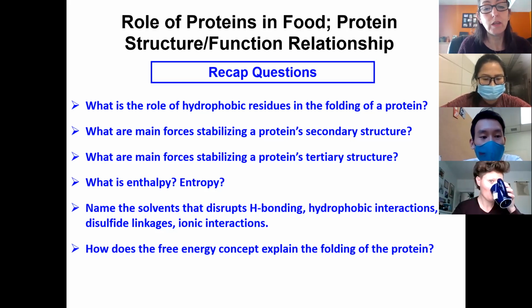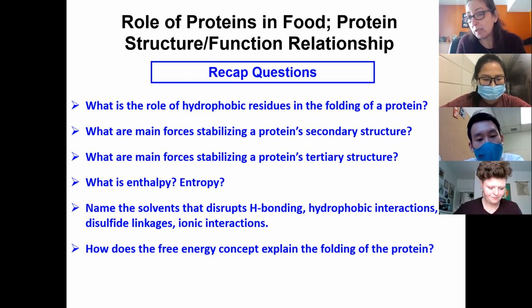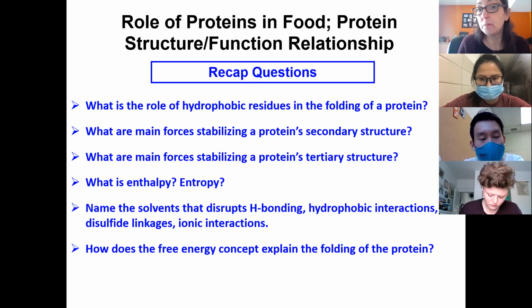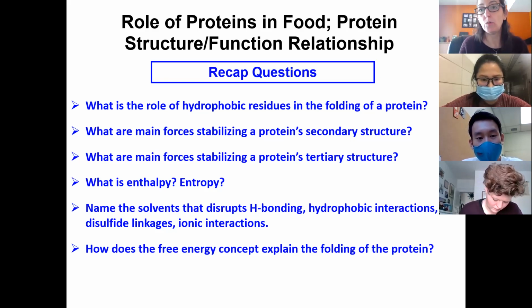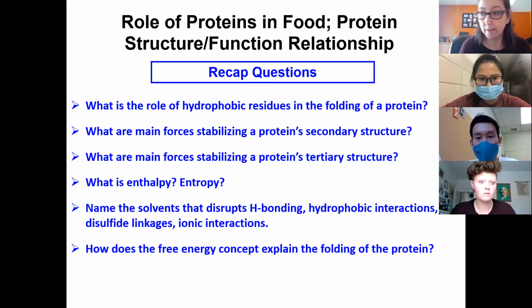Okay, so how does the free energy concept explain the folding? I kind of already talked about it a little bit, because when you form a peptide, a protein primary structure, which is made up of the amino acid sequence, there's a lot of energy. So the protein starts to fold on itself by forming interactions to reduce the free energy to a very stable form. And sometimes it has to be a quaternary structure to maintain stability. So it's not always just tertiary structure. We'll talk about that later on today.